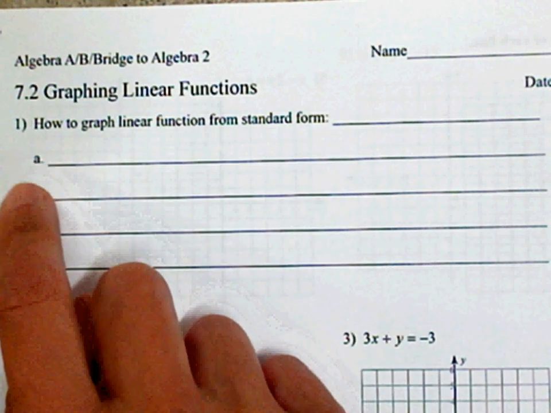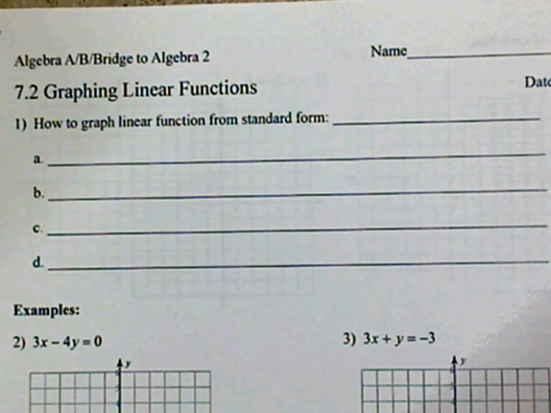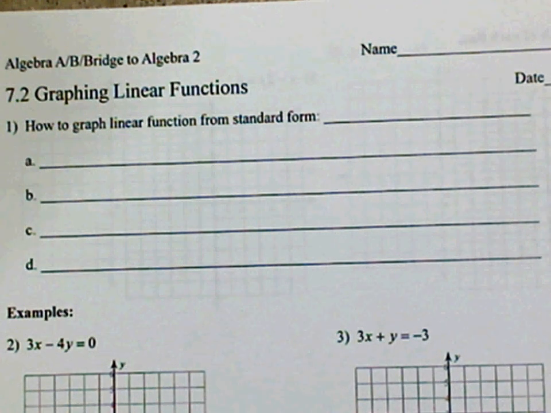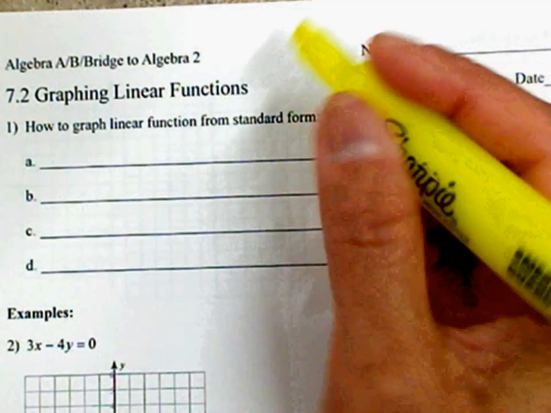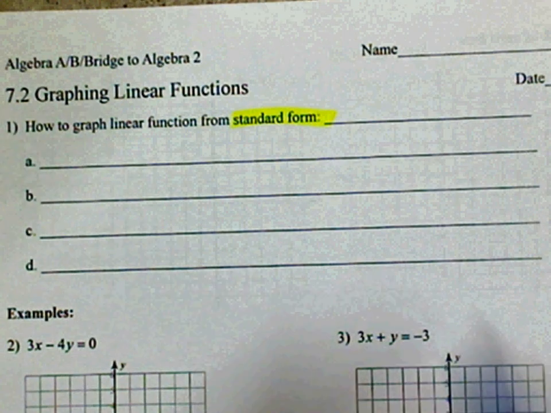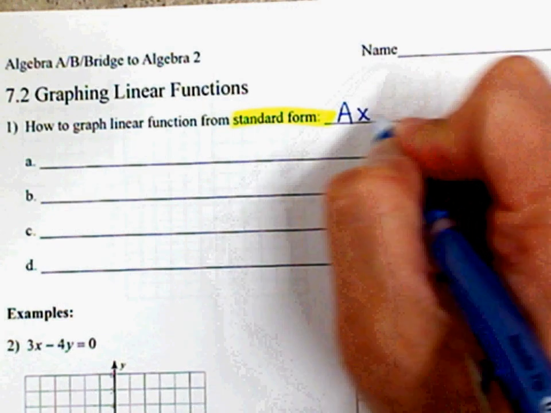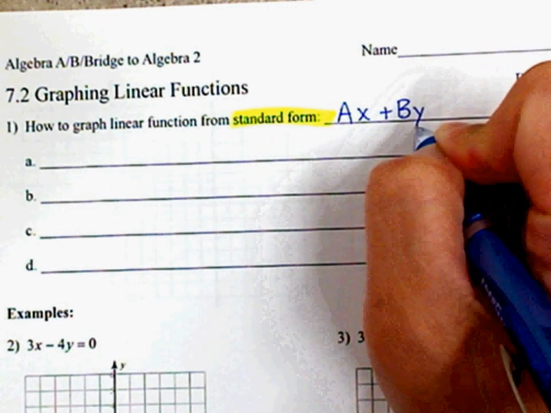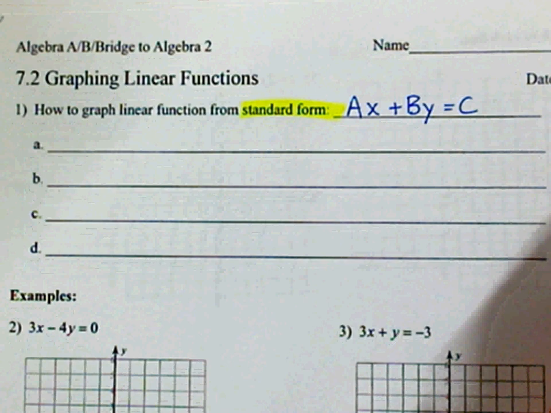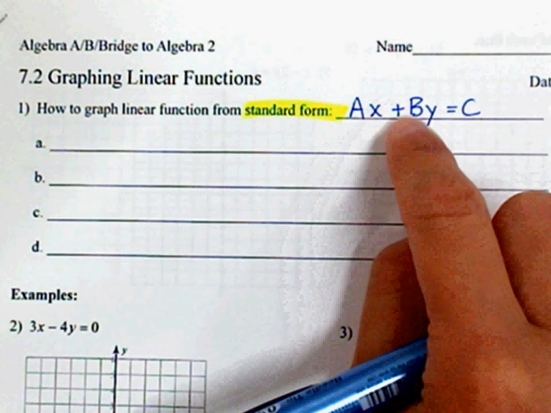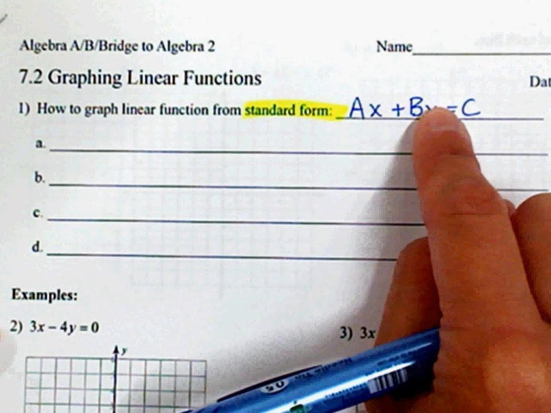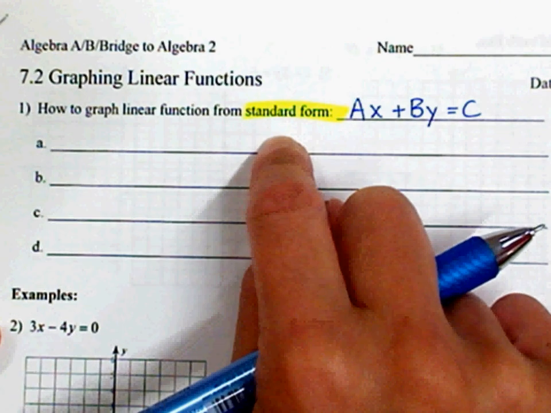So you have A, B, C, and D. Okay, so the first thing we're going to remember is, do you remember standard form? What is a standard form? Well, a standard form is ax plus by equals c. So ax plus by is equal to c. Okay? So how do you graph?